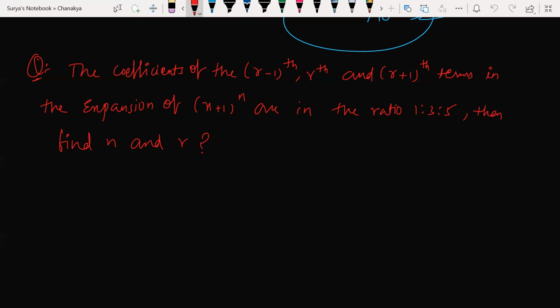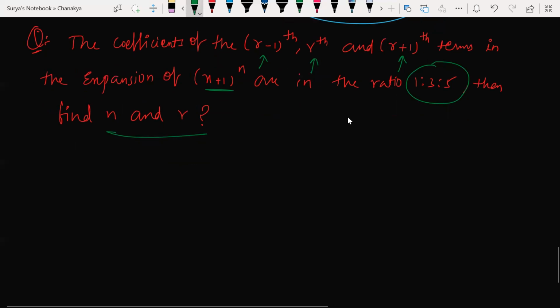What happened? Sir, what formula do we use here? The coefficients of these three terms in the expansion are in the ratio given here. Then find the values of n and r. Very simple question. Let's solve this. First of all, I'll be using the general term formula here. What is the general term formula?